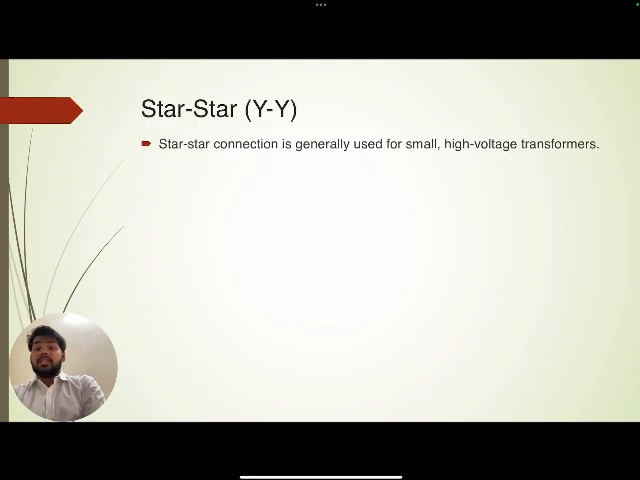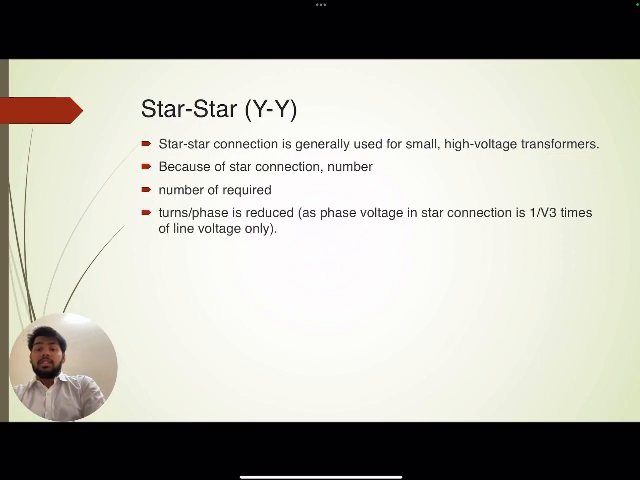Star to star. Star to star connection is generally used for small high voltage transformers. Because of the star connection, the number of required turns per phase is reduced, as the voltage in star connection is 1 by root 3 times the line voltage only. Thus, the amount of insulation required is also reduced.